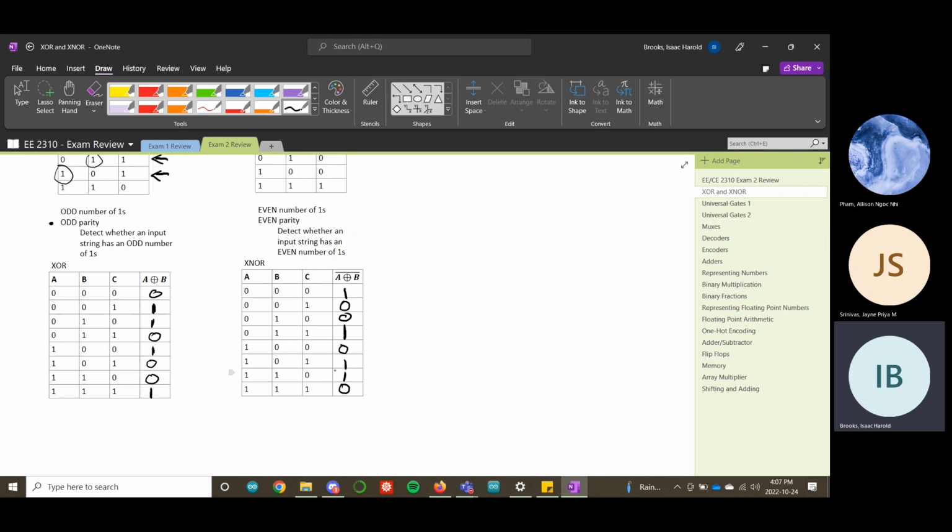But if something happened and maybe one of the bits got flipped and where there used to be an even number of 1s, now there's an odd number of 1s, then that parity bit is going to be different, or it's not going to match the message.